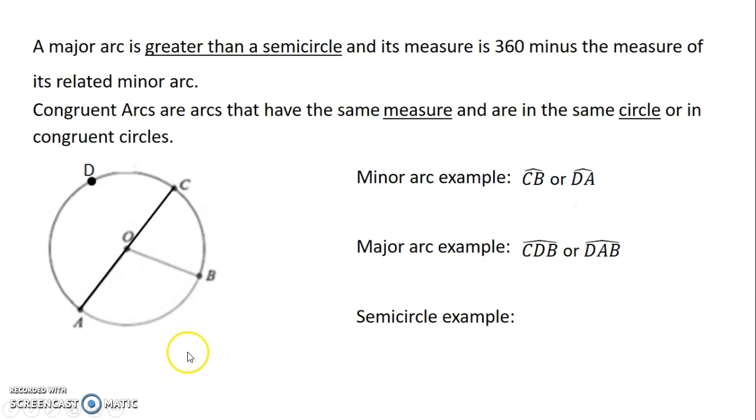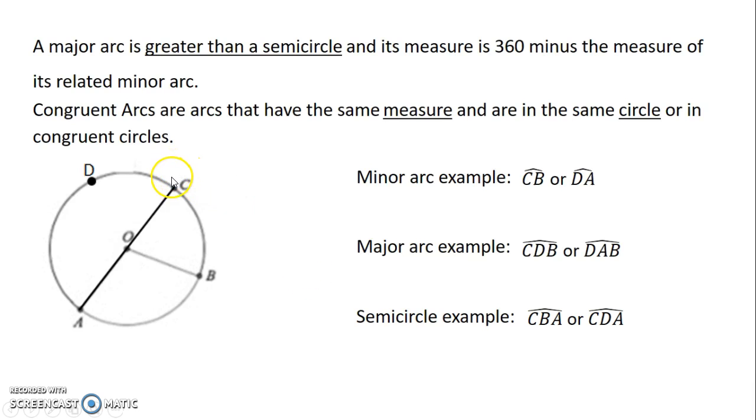Arc DAB would also be a major arc. Starting at D, heading toward A, stopping at B. So 3 letters, more than a semicircle. When we go to name a semicircle, you will still use 3 letters. The first and the last letter will be where you start and stop the semicircle, but you have to put a middle letter in to say which way you went, essentially.